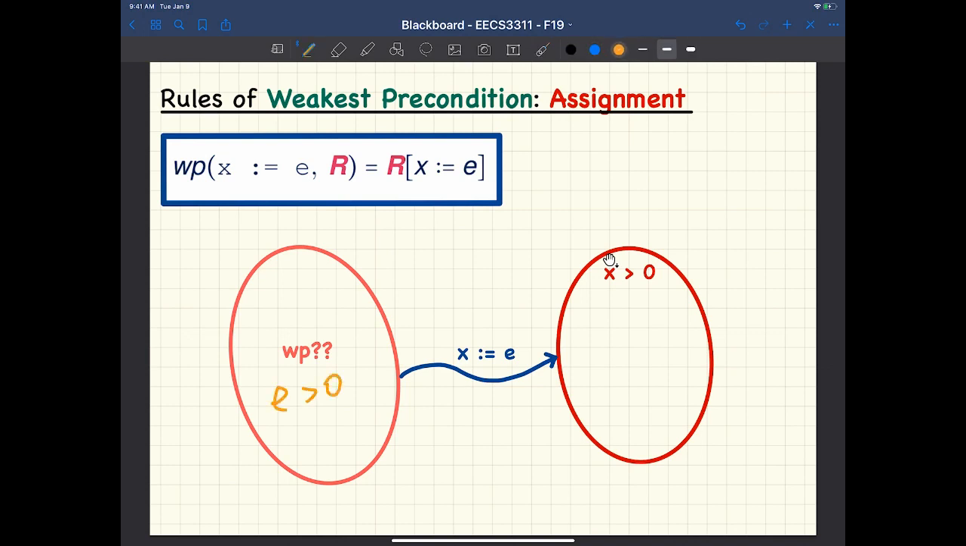What I'm doing here is, X larger than 0 is really the R I'm talking about. Then I substitute every free occurrence of X, in this case only this X, by whatever I'm trying to substitute in the implementation, which is E. What this does is replace X by E. So that'll be E larger than 0. Conceptually, that's what we are doing here.